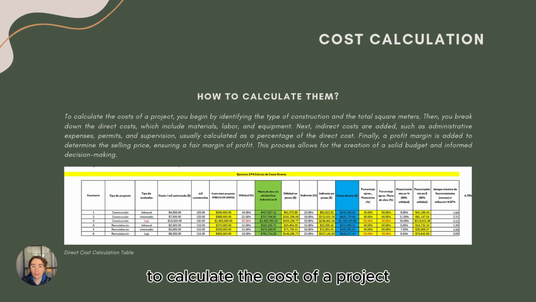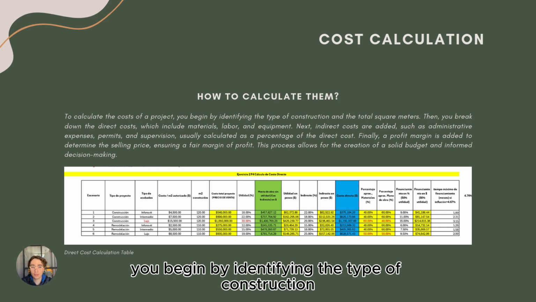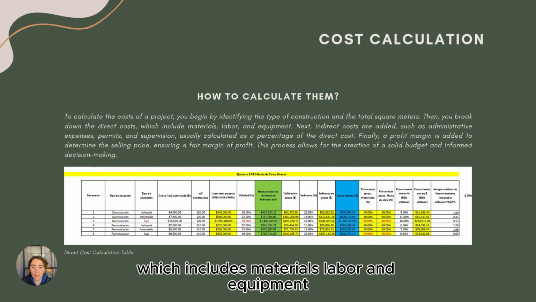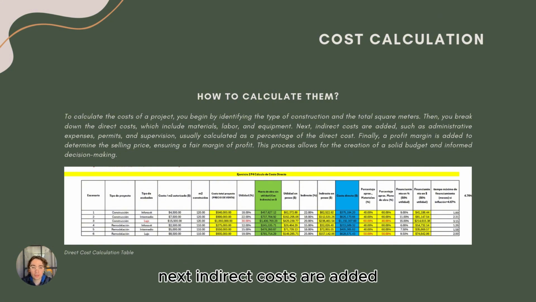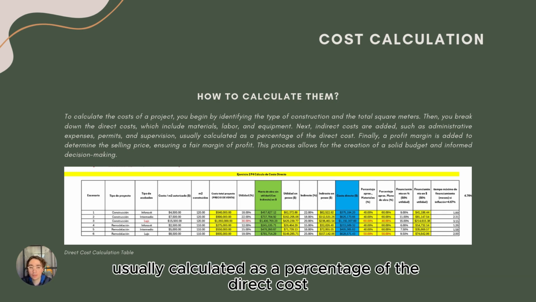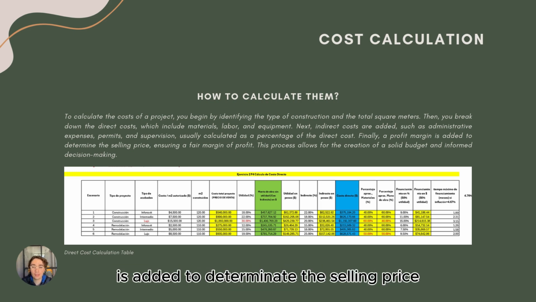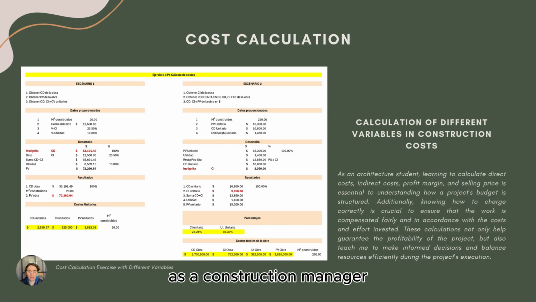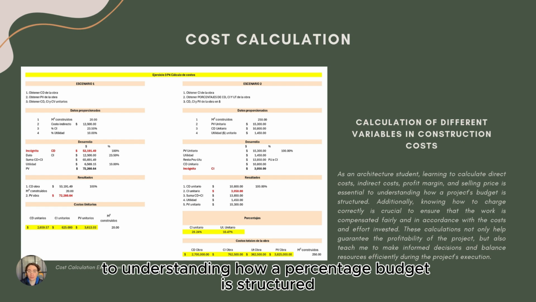To calculate the cost of a project, you begin by identifying the type of construction and the total square meters. Then, you break down the direct cost, which includes materials, labor, and equipment. Next, indirect costs are added, such as administrative expenses, permits, and supervision, usually calculated as a percentage of the direct cost. And finally, a profit margin is added to determine the selling price, ensuring a fair margin of profit. As a construction manager, learning how to calculate direct cost, indirect cost, profit margin, and selling price is essential to understanding how a percentage budget is structured.